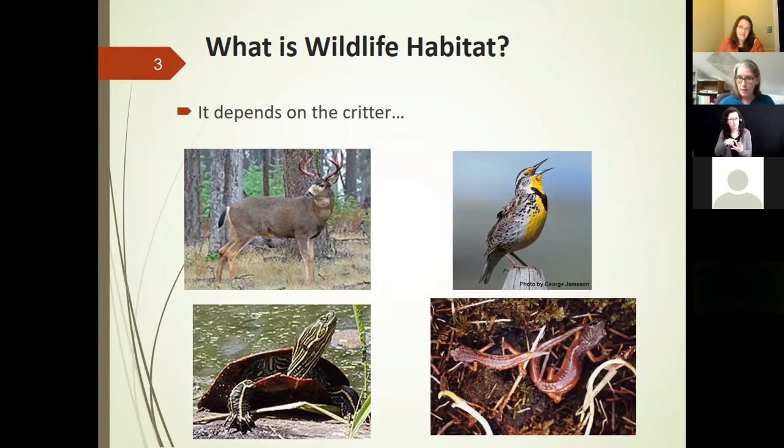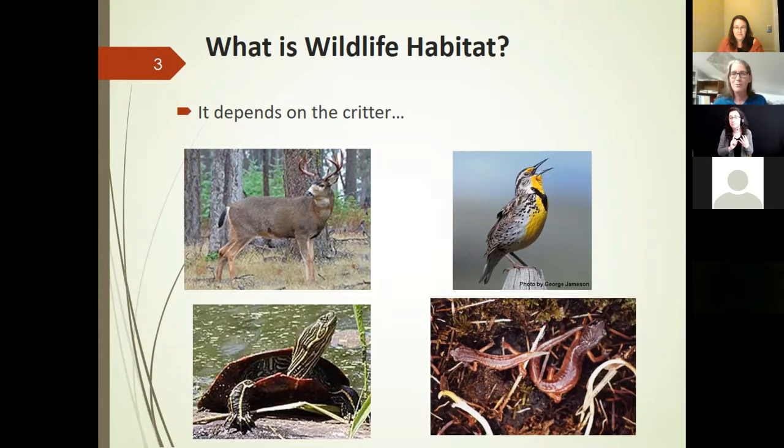uses different types of habitat. So habitat for a black-tailed deer, for example, is not habitat for meadowlarks. Habitat for meadowlarks would be big expanses of grassland type of habitat with singing perches and forbs, and safety from predators. But from the Western painted turtle perspective, the critter on the lower left, habitat for a painted turtle, for example, is very different than a deer and a meadowlark. Painted turtles need both aquatic and terrestrial habitats. They need to be in the water to swallow their food, but they need upland habitats near water for egg laying.